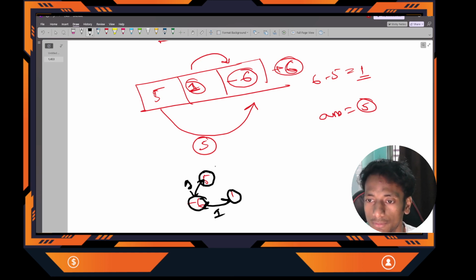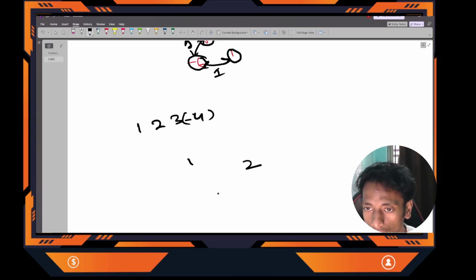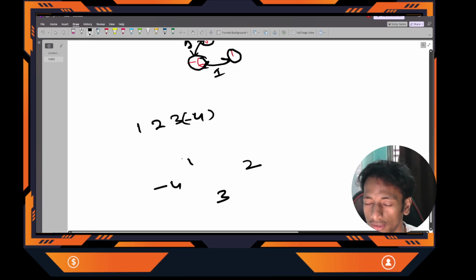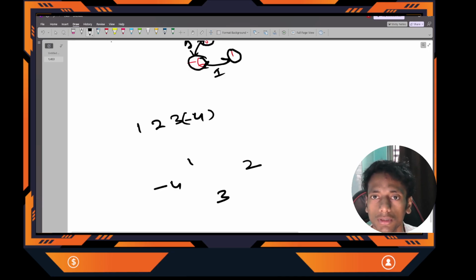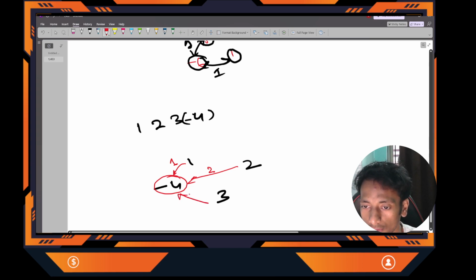Suppose we have one more element: 1 2 3 4, so this is minus 4. Okay, so our array will look like 1 2 3 minus 4. They mentioned that this is a circular array. So our target is to make this person's balance non-negative. So first of all, what is the distance from this? The distance will be 1. What is the distance from this? 2. What is the distance from this? 1. Correct?